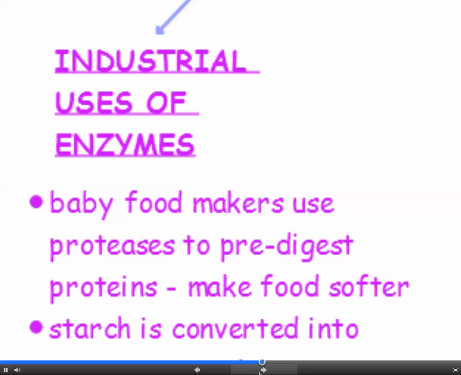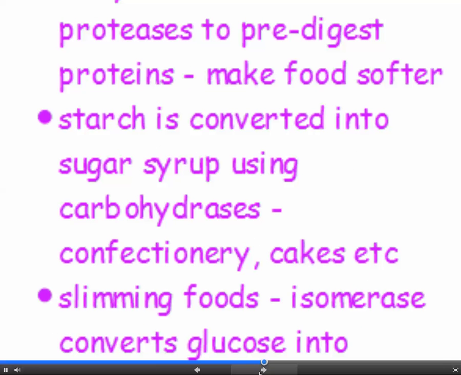There are various uses of enzymes in industry. For example, baby food makers use proteases to pre-digest protein, so this makes the food softer and easier for babies to digest. Carbohydrases are used. They work on carbohydrates, they work on starch, and they convert starch into sugar syrup for use in confectionery and cakes, that sort of thing.